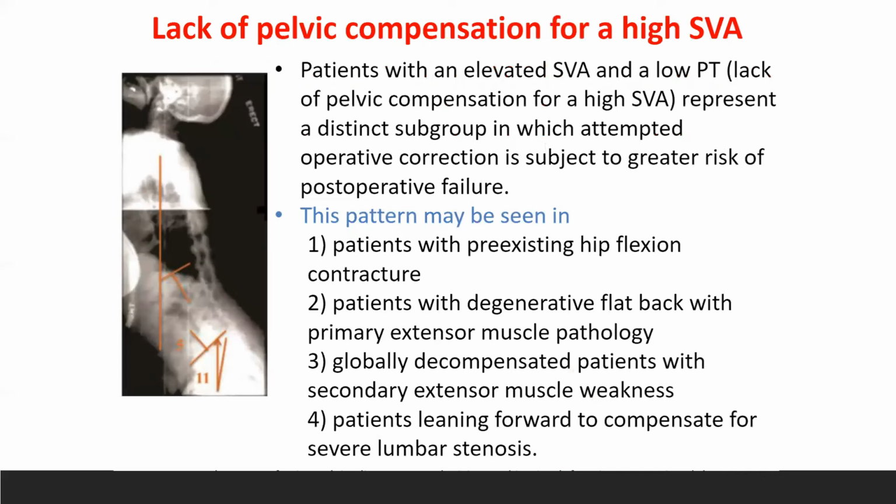So when there is a lack of pelvic compensation for a high SVA, so when there is no pelvic retroversion or increased pelvic tilt for the high SVA, what happens? This pattern may be seen in patients with a pre-existing hip flexion contracture, when there is a failure of the hip extensors, when the patient has a degenerative flat back with a primary extensor muscle pathology, or a secondary extensor muscle weakness, and the patient is leaning forward to compensate for the severe lumbar stenosis.